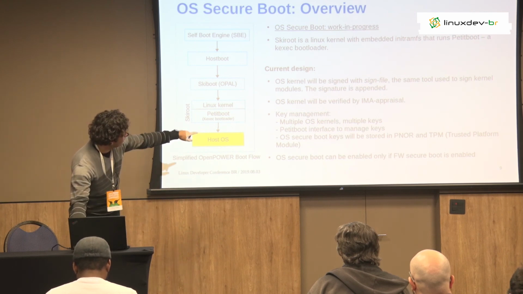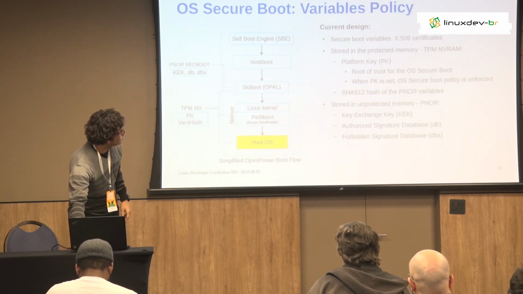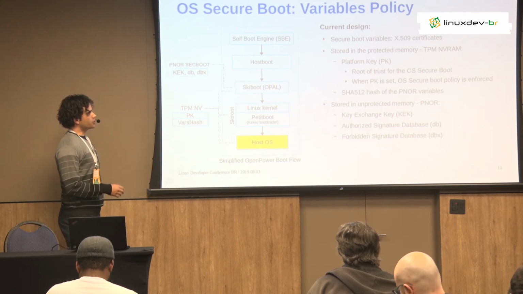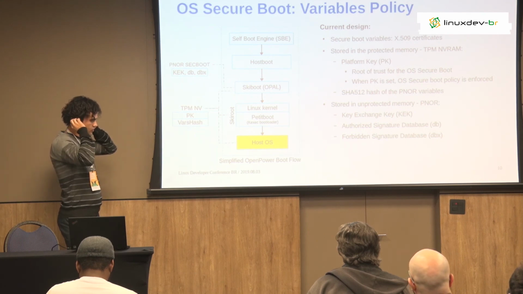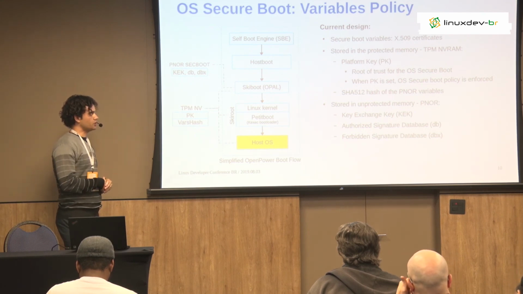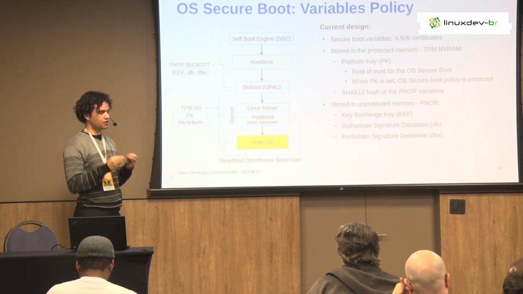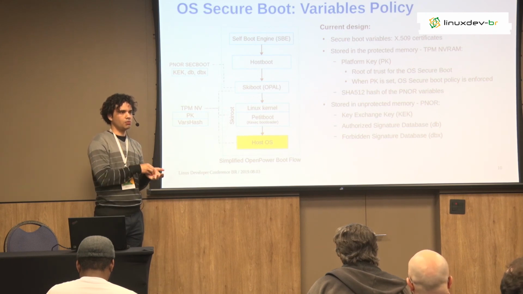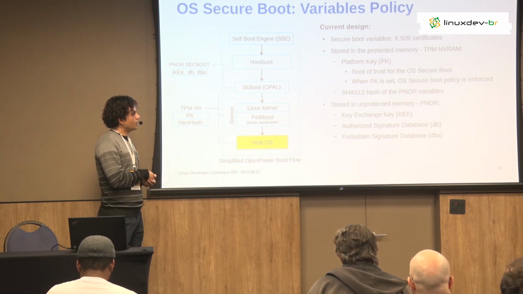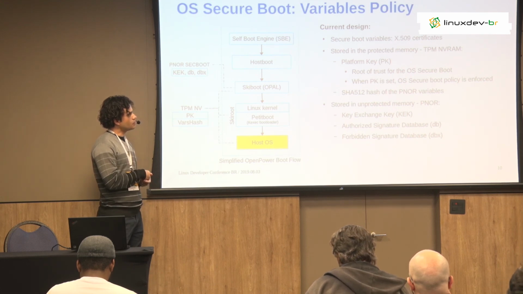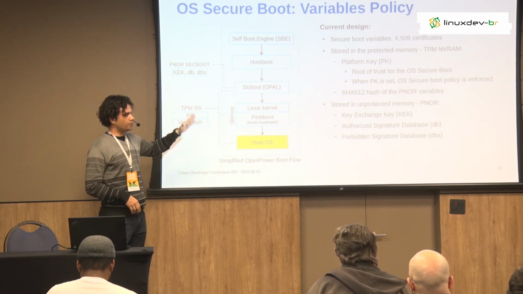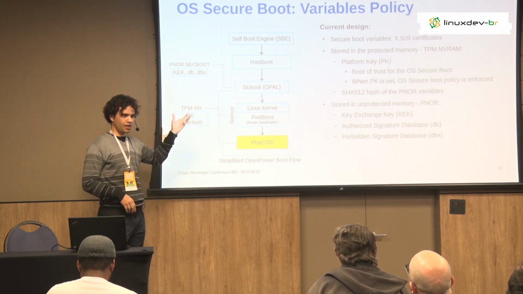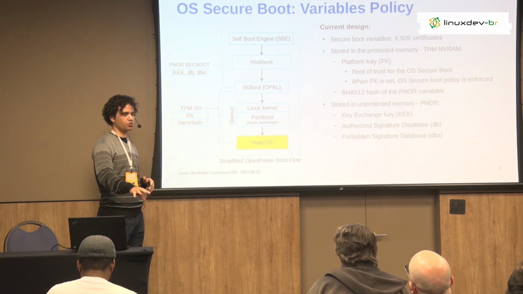Yeah, let's talk a little bit more about key management, how OS secure boot works. The secure boot keys are stored as secure boot variables, and the secure boot variables are X509 certificates that have the public key inside. Same idea: there are some things that we need to trust, so those go in protected memory. The other things go to unprotected memory.